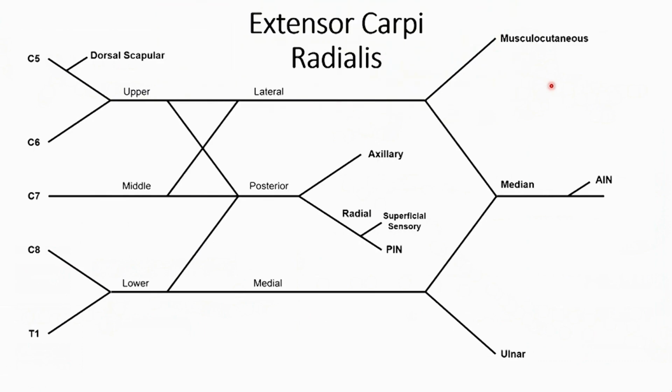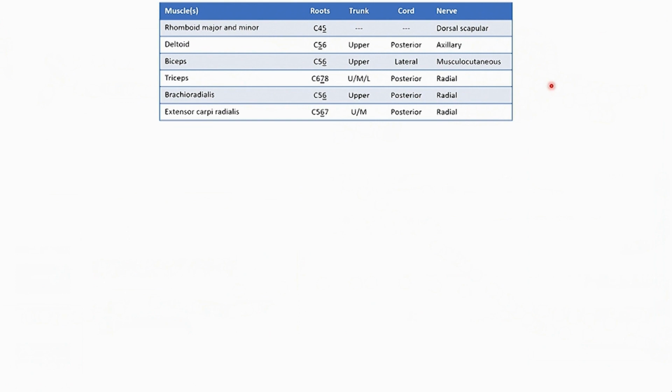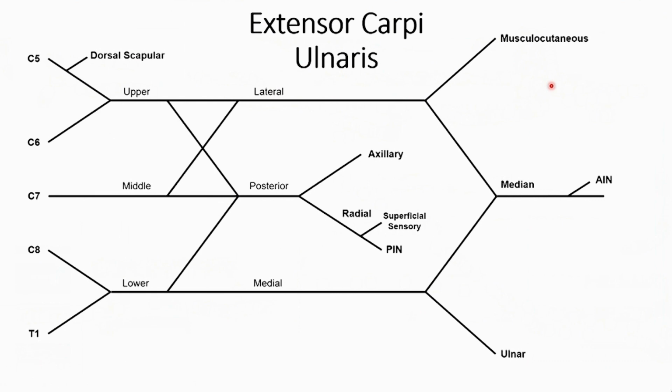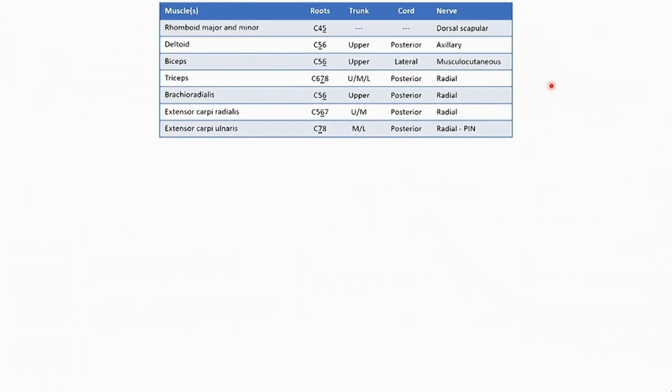Extensor carpi radialis. C5, 6, and 7 nerve roots, upper and middle trunk, posterior cord, radial nerve. Primarily C6. Extensor carpi ulnaris. C7 and 8, middle and lower trunks, posterior cord, radial nerve, posterior interosseous nerve branch. Primarily a C7 muscle.